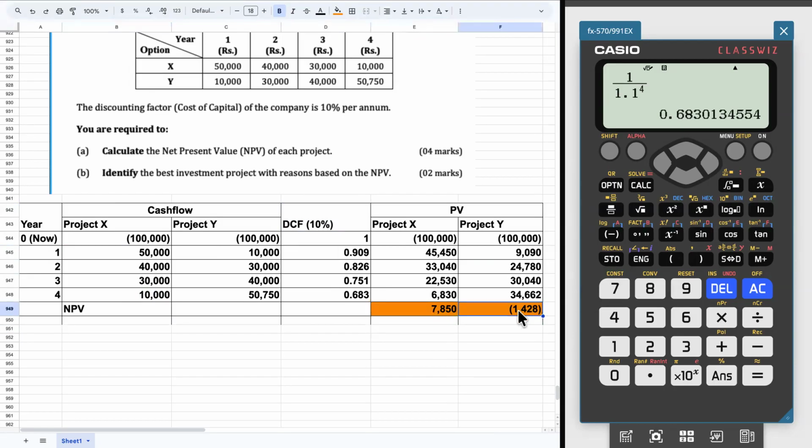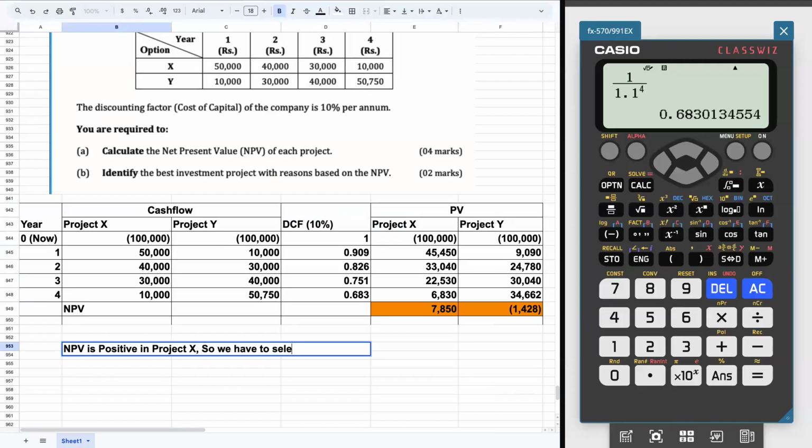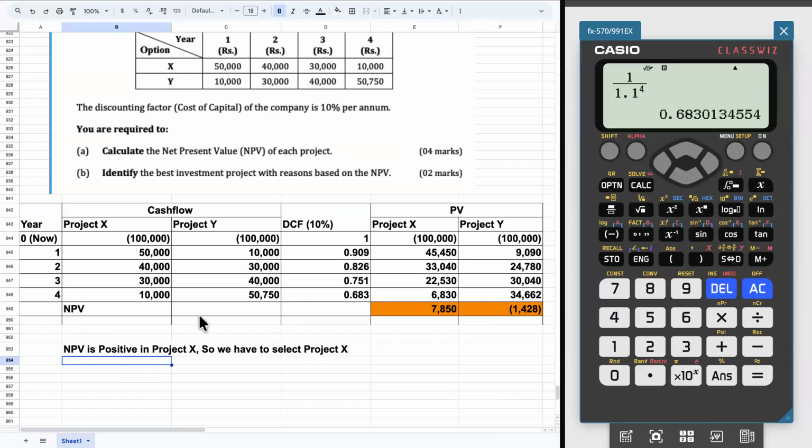But project Y, if you have the opportunity to invest this 100,000 money in other things, you can earn 10,000. But if you are going to invest this project Y, you will lose your money of 1,428 in today's terms at least. So which project we have to select? Because the NPV is positive in project X, we have to select project X. That's it.